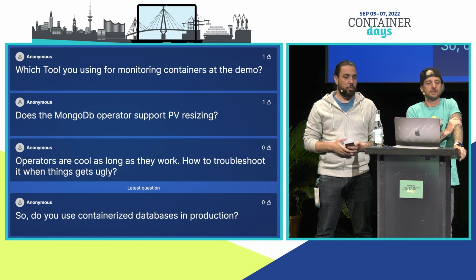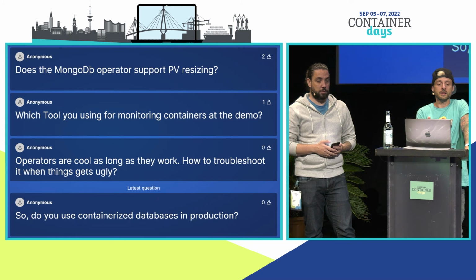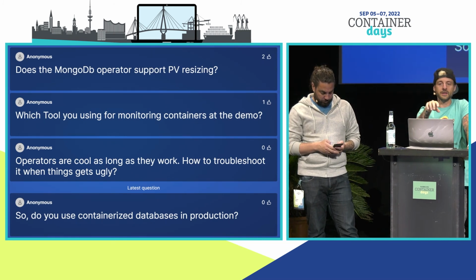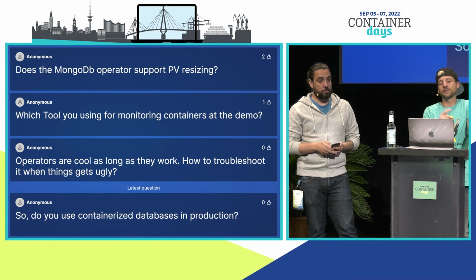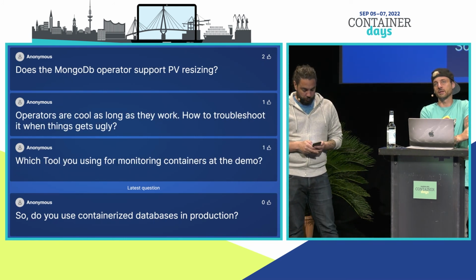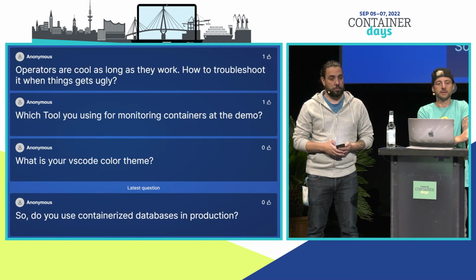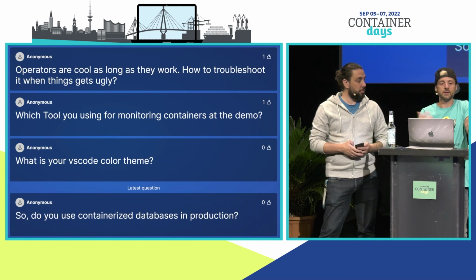Does the MongoDB operator support PV resizing? Yes, actually, in the file you can see I specify the size of the PV. Or do you mean maybe after deployment? After deployment, PV resizing is a feature of the CSI. So if the CSI supports it, it should be fine, because the file system will then support it after.